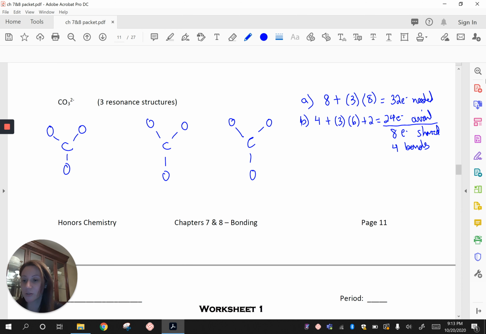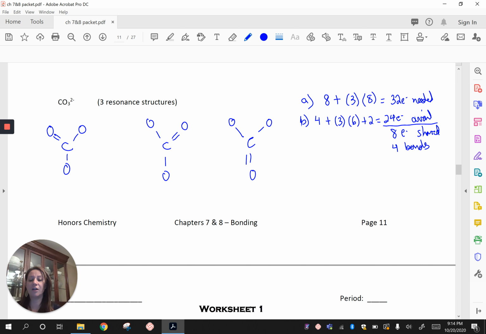Well, we have 3 options. We can put the double bond here, we can put the double bond here, we can put the double bond here. So with resonance structures, you'll see that usually you have single bonds and then 1 double bond, and that 1 double bond kind of moves around in different spots. So we've drawn our 4 bonds.